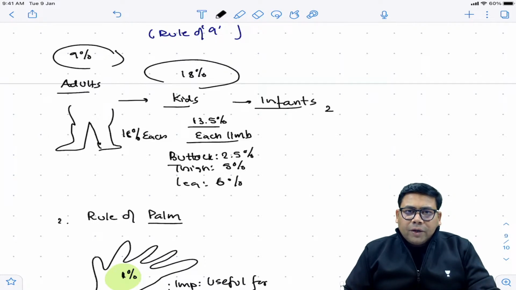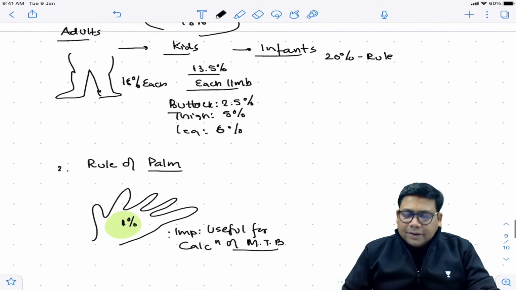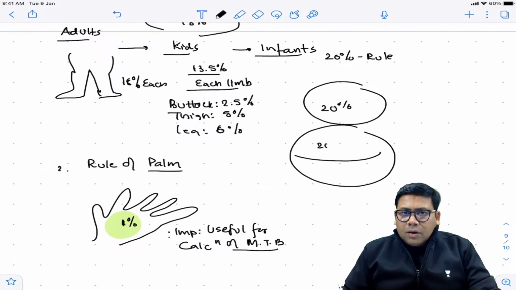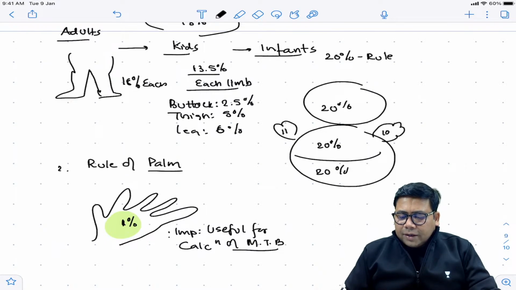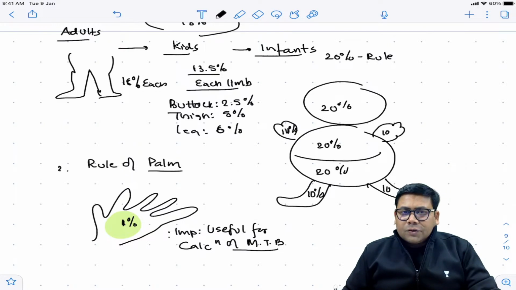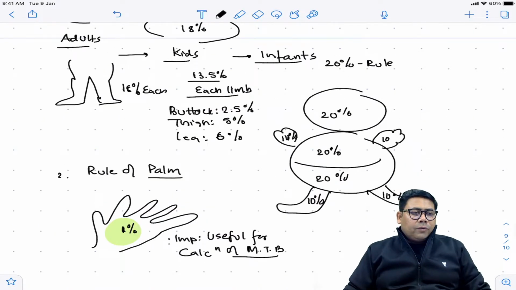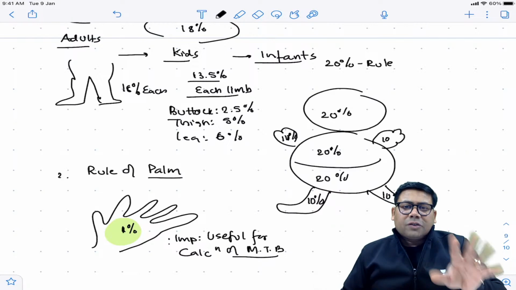it is the 20-20 rule. So what is that 20% rule? Try to understand. In infants, the head is 20%, the abdomen and thorax 20%, and then each upper extremity 10-10, so equal to 20%, and each lower extremity is also 10-10%, so 20%. So this is the rule of 9 or Wallace rule, and students, you will use this rule only.